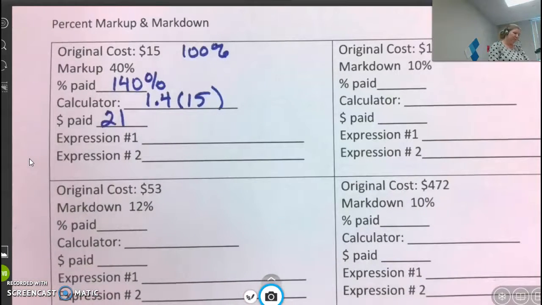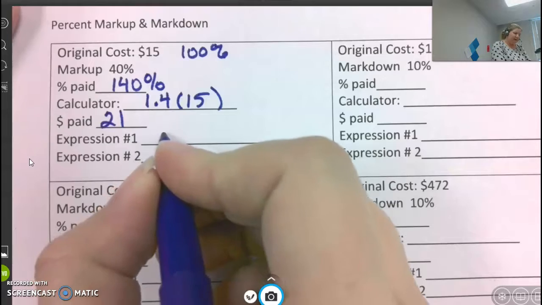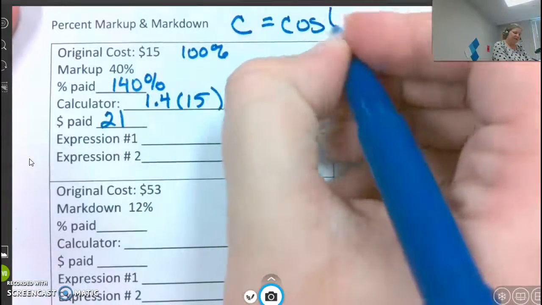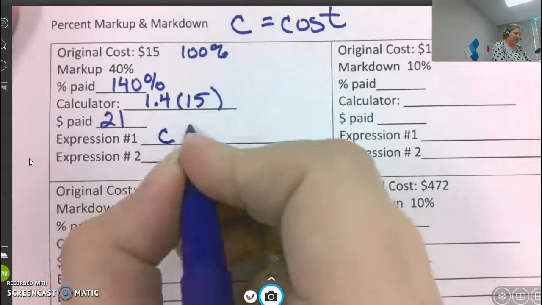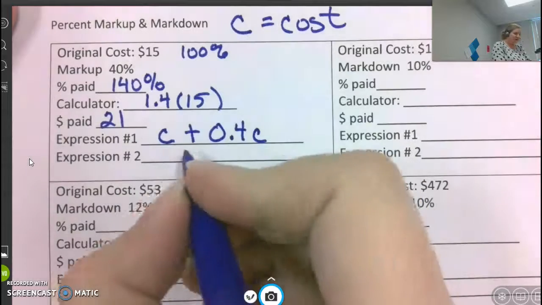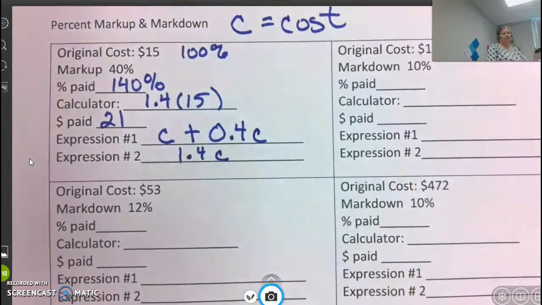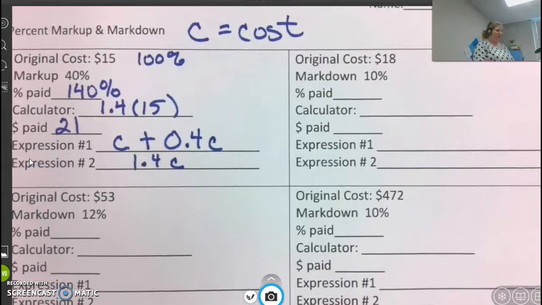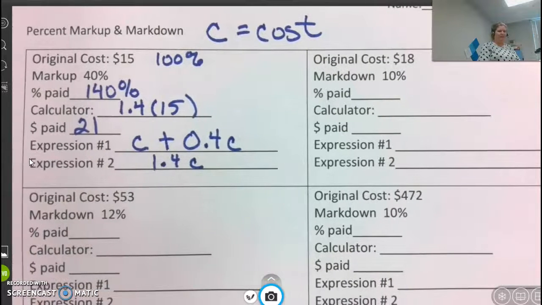It should be more. And the two expressions I could use, I'm going to use C for cost throughout. So expression 1 would be the cost plus 40% of the cost, which gives me 140% of the cost. Notice I'm saying percent, but I'm writing those percents as a decimal.